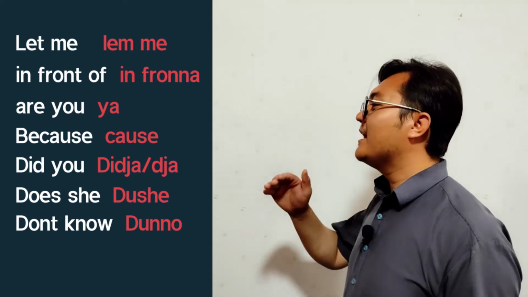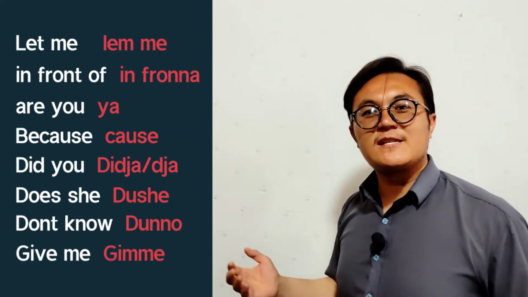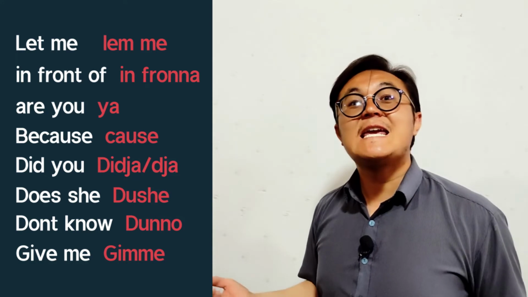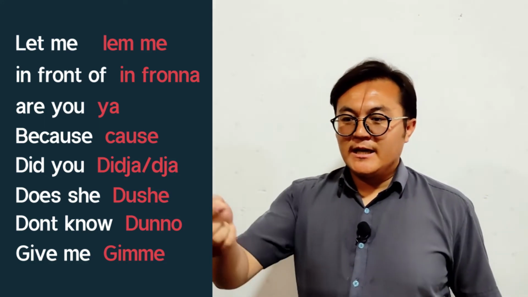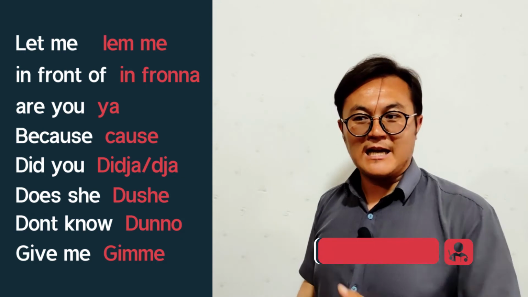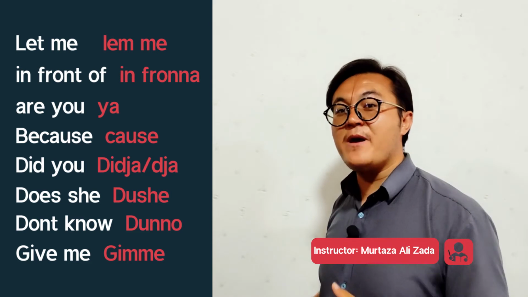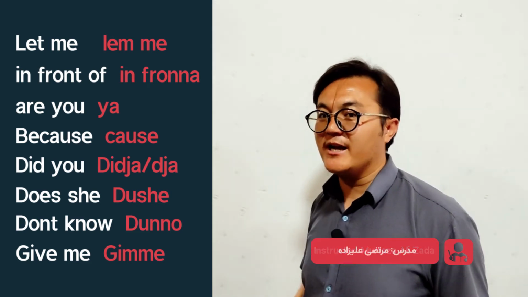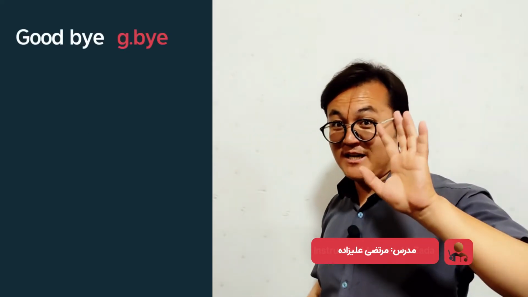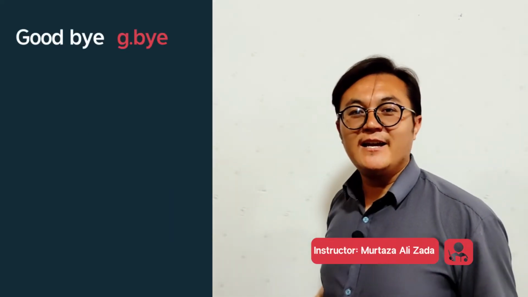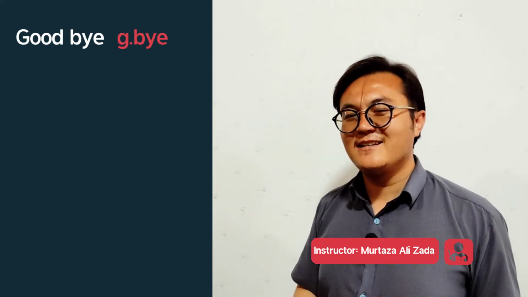Another example, give me. They won't say, give me. They would say, give me. For example, give me your pen. So they would usually say, give me your pen. All right? Goodbye. So Americans would say goodbye. This is the way.